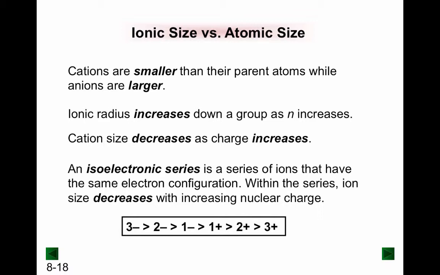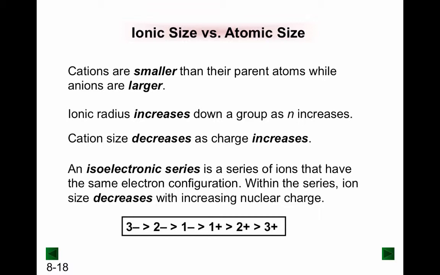Anions are larger than their parent atom. An anion forms when electrons are added to the outermost energy level. Once again, the number of protons remains the same. However, there is a greater amount of electron-electron repulsion and the size of the ion increases. The size of the cation decreases as the charge increases.